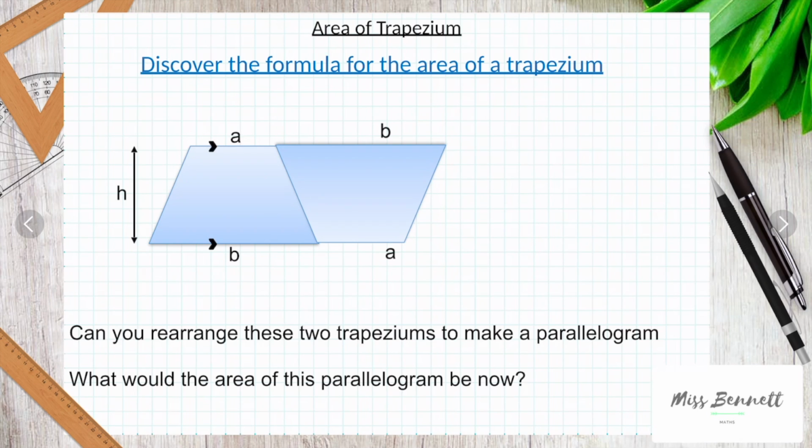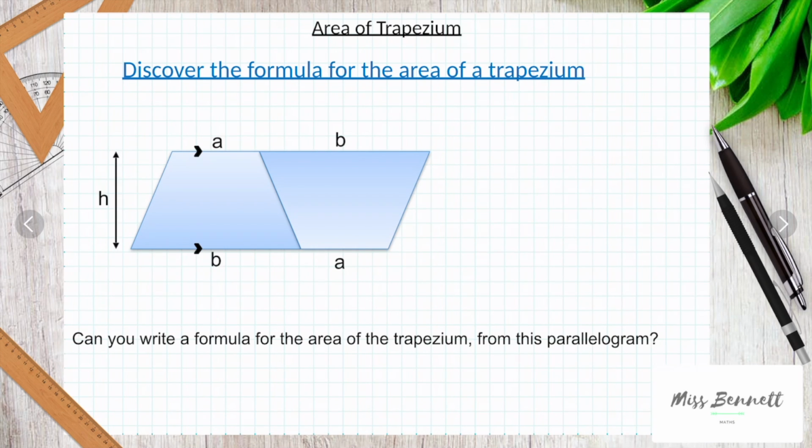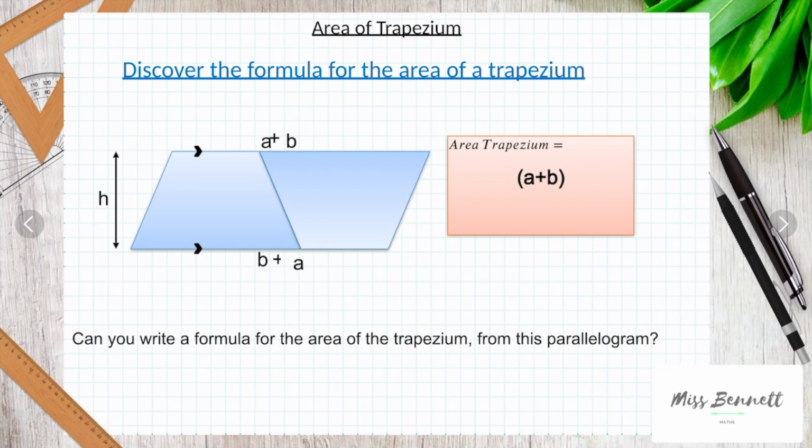When we're working out the area of a parallelogram, we know that it's the base multiplied by the height. The base of this trapezium is A plus B. It's the two sides added together. Okay, so the base is A plus B. I'm multiplying this by the height.